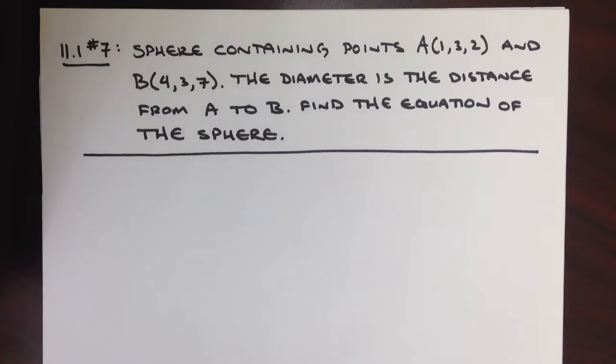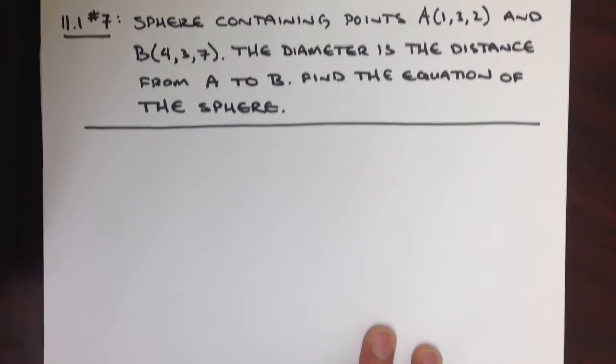Let's take a look at number 7 from section 11.1. We're asked to find the equation of a sphere that contains 2 points, the point (1, 3, 2), which we're calling A, and the point (4, 3, 7), which we're calling B. We're told that not only does it contain these 2 points, but the diameter of the sphere is exactly the distance from A to B.